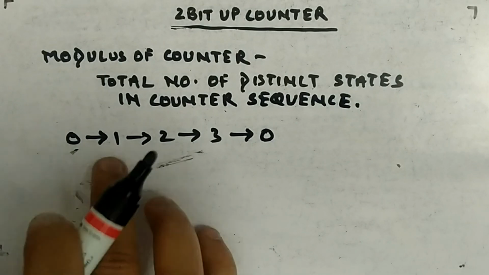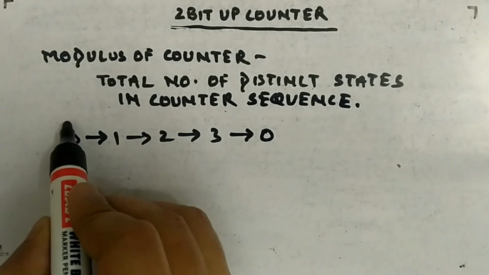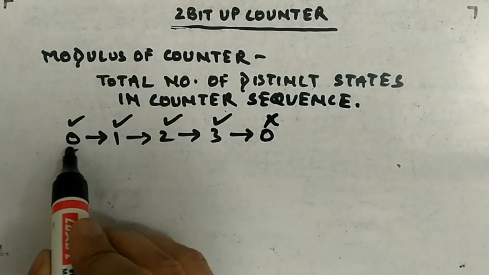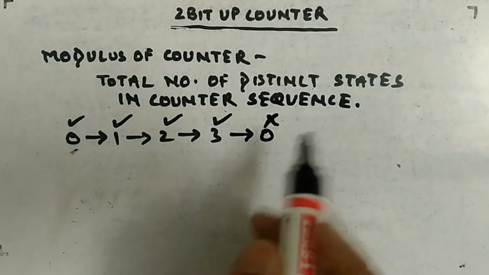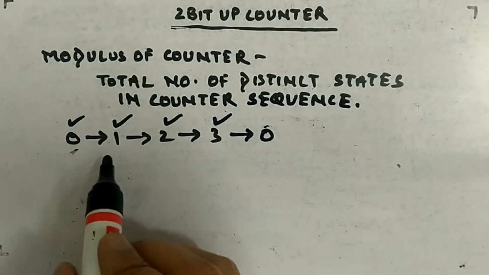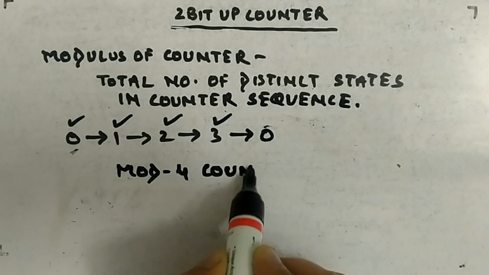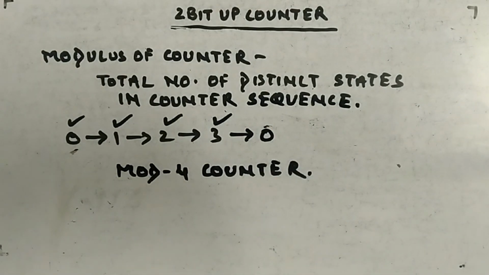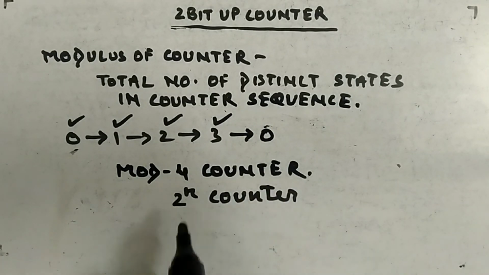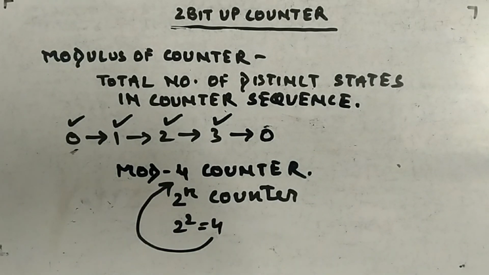You can see how many distinct, meaning how many different, states there are. This is your first state, second state, third state, fourth state, and this is not your fifth state because it is similar to the first. That is what distinct means. It should be different. So in total you have 4 distinct states in the sequence. That's why it is called a mod 4 counter. Or you can say it is a 2 to the power n counter, where n is the number of bits. So 2 to the power 2 is 4.